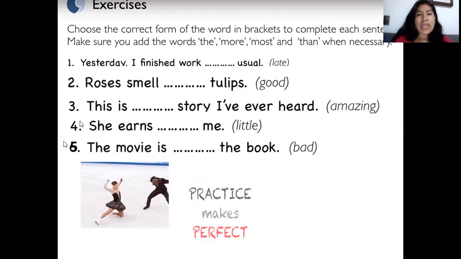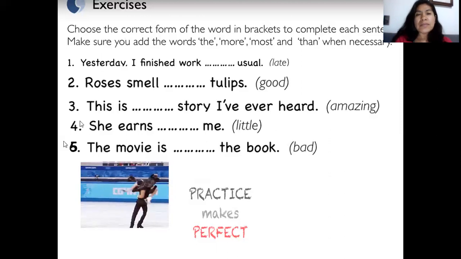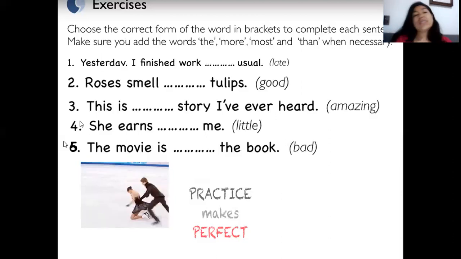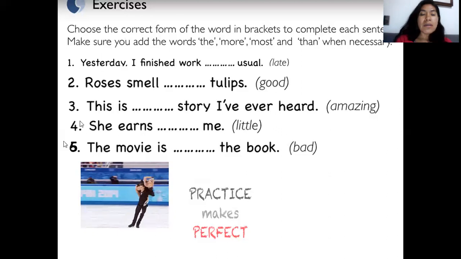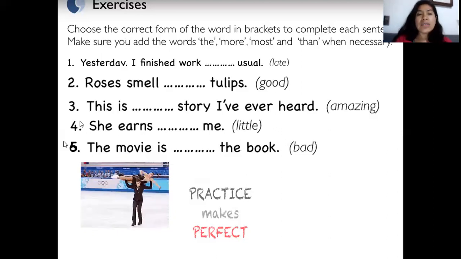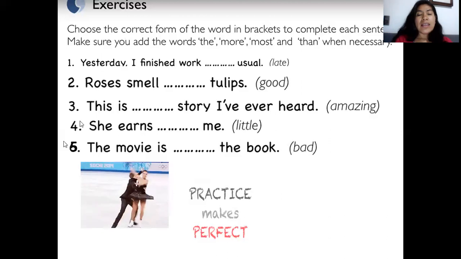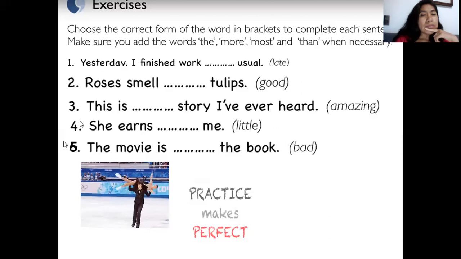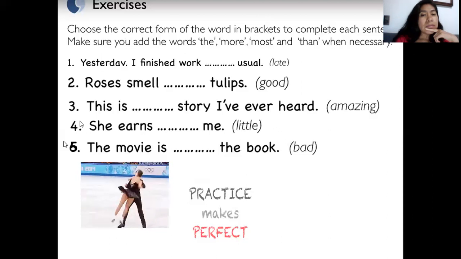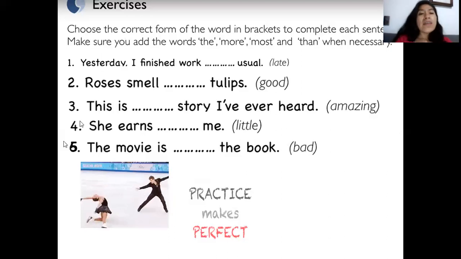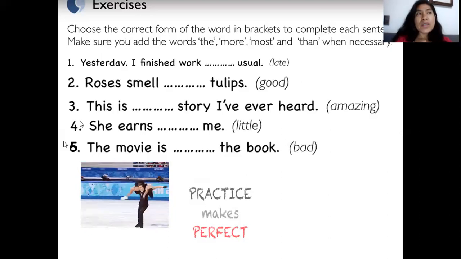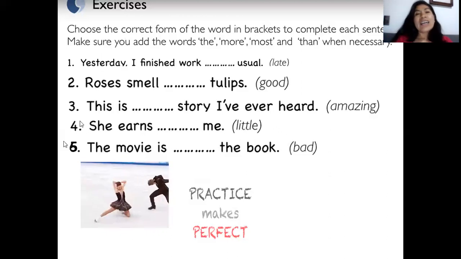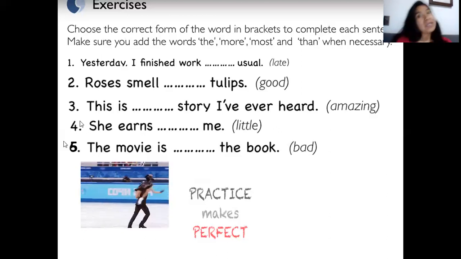Number 4. She earns, little. Yeah, it's a comparison. So we say she earns less than me. And the last one, number 5. The movie is, and the adjective is bad. So, yeah, it's a comparison. The movie is worse than the book. Okay, you see, it is easy.